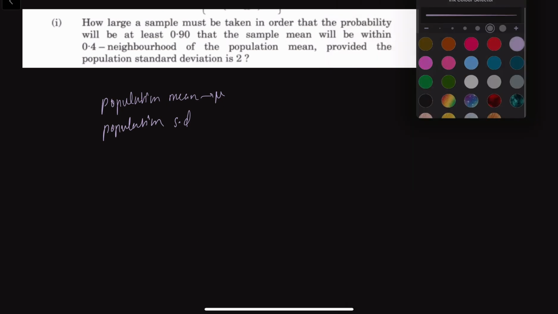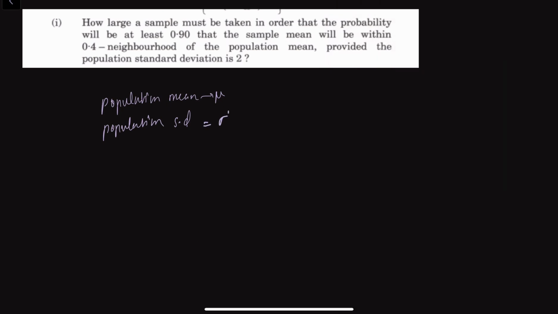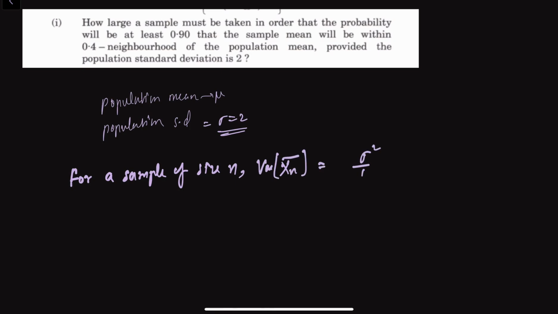So, let's say the population mean is mu, and the population standard deviation is given. So the population standard deviation is given as sigma, which is 2. Now suppose for a sample of size n, if we find the variance of this sample mean, that is nothing but sigma squared by n, which is 4 by n.